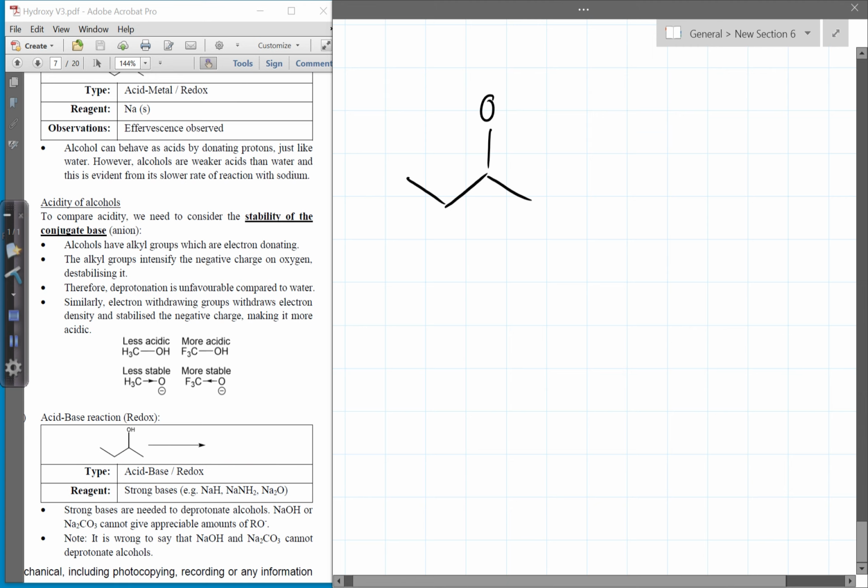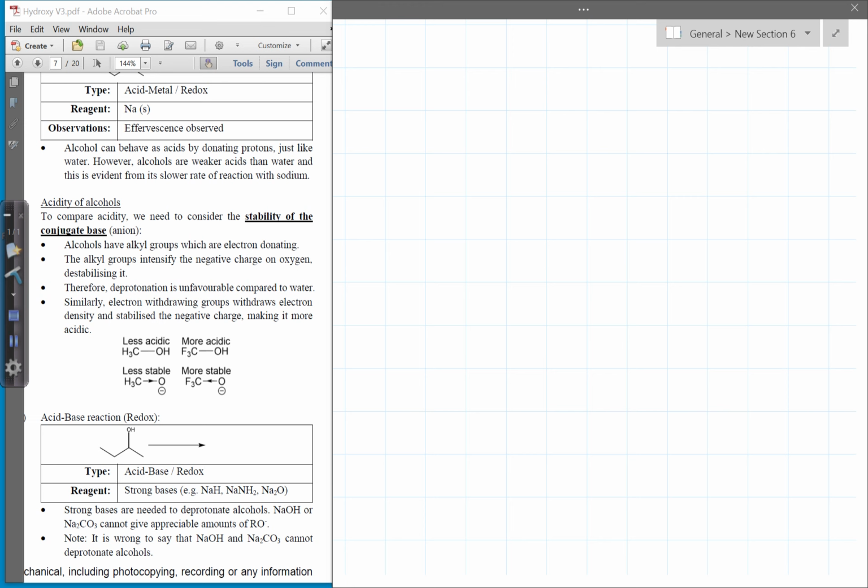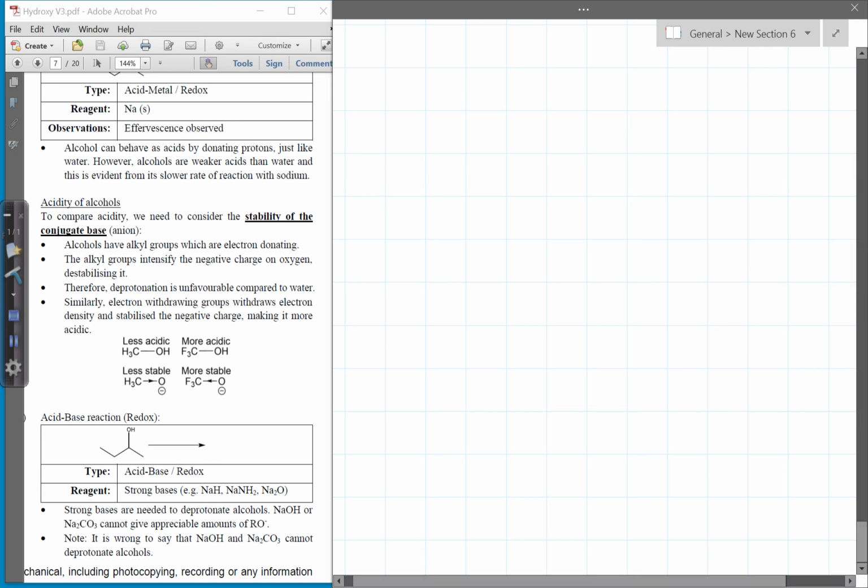So similarly, electron withdrawing groups withdraw electron density and stabilize the negative charge, making it more acidic. I've already given you the examples, right? Your CH3 whereby it's electron donating versus your CF3 which is electron withdrawing. And of course, both are donating and withdrawing by the inductive effect, right? Remember what you learned the other time? Inductive effect is through sigma bonds, while your resonance is through pi bonds, right? For this, there's no pi bonds, so it's quite obvious that it's by inductive effect, right?